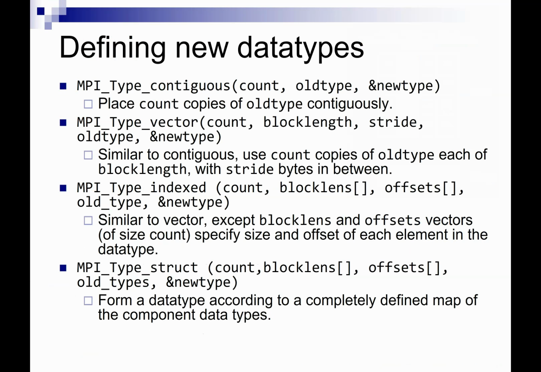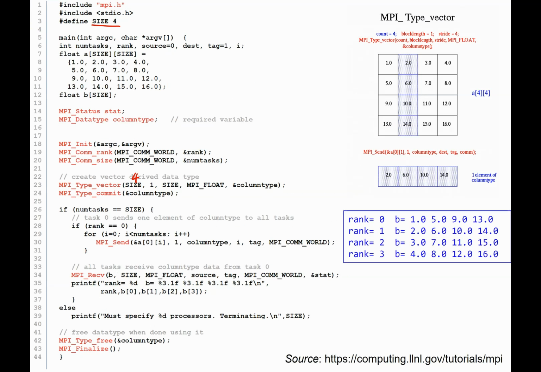What are these other arguments? The next argument is the block length argument. What this is saying is, from this matrix, here my block length is 1, so this means that I want to take one value at a time from the matrix. If my block length were 2, I would be taking 2 consecutive values from the matrix. But here my block length is 1.